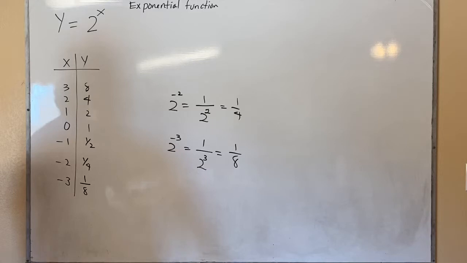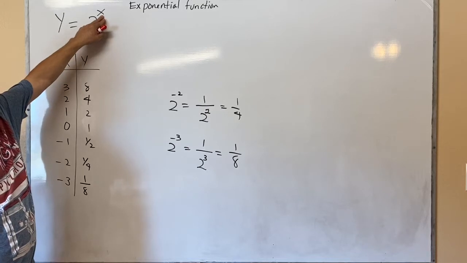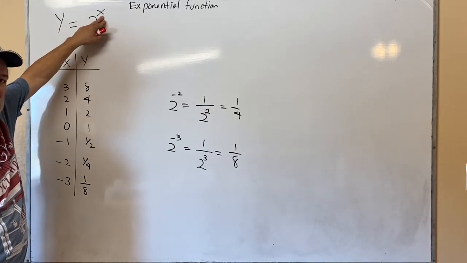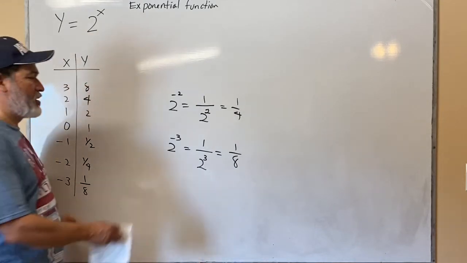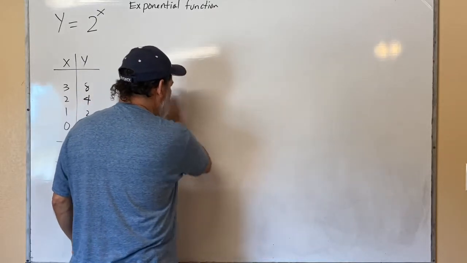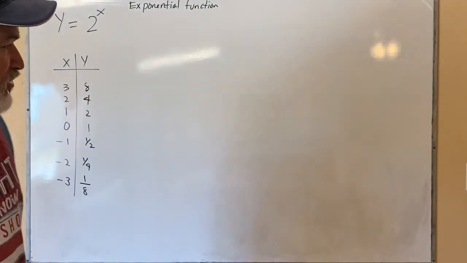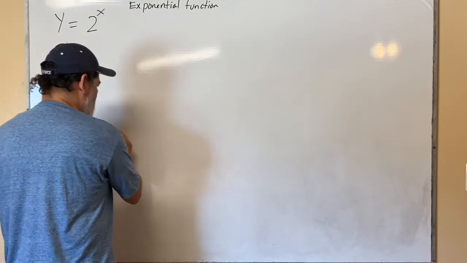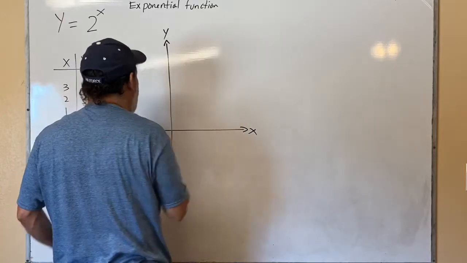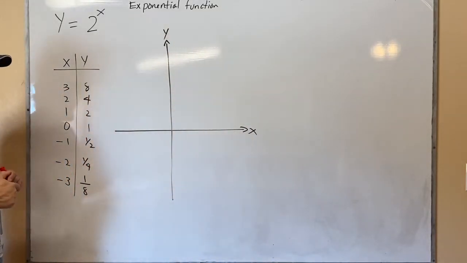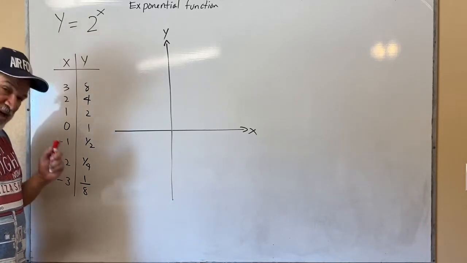So this is an exponential function. Note the power is the variable, and the base is the constant. Let's graph this exponential, good people. Graph x and y, and you're going to notice that it passes the vertical line test. So it is a function.